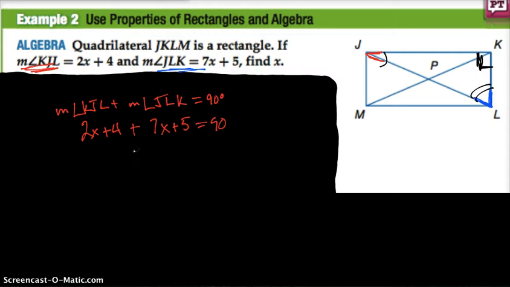And we're going to do our old algebra deal. Joining like terms together, plus 9 equals 90. Subtract 9 on both sides. You guys know where this is going. 9x is equal to 81. x is equal to 9.